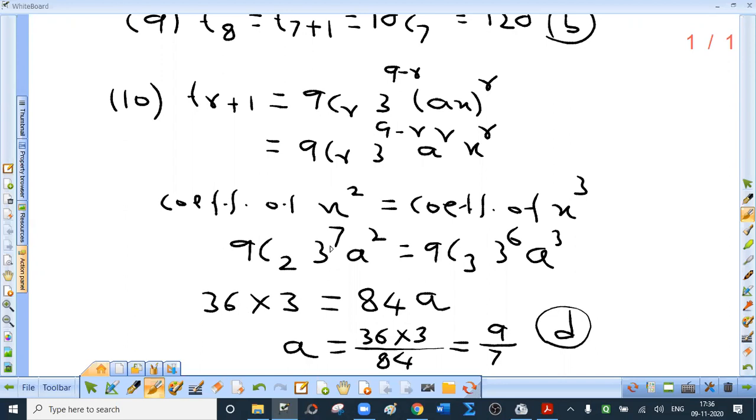9C2 is 36. Now 3 raised to 7, 3 raised to 6. That is why I have written 3 here. Now a square, a cube, so a on RHS, 9C3 is 84. You have to find that. So a comes out to be 9 by 7. So the correct option is D, Delhi.